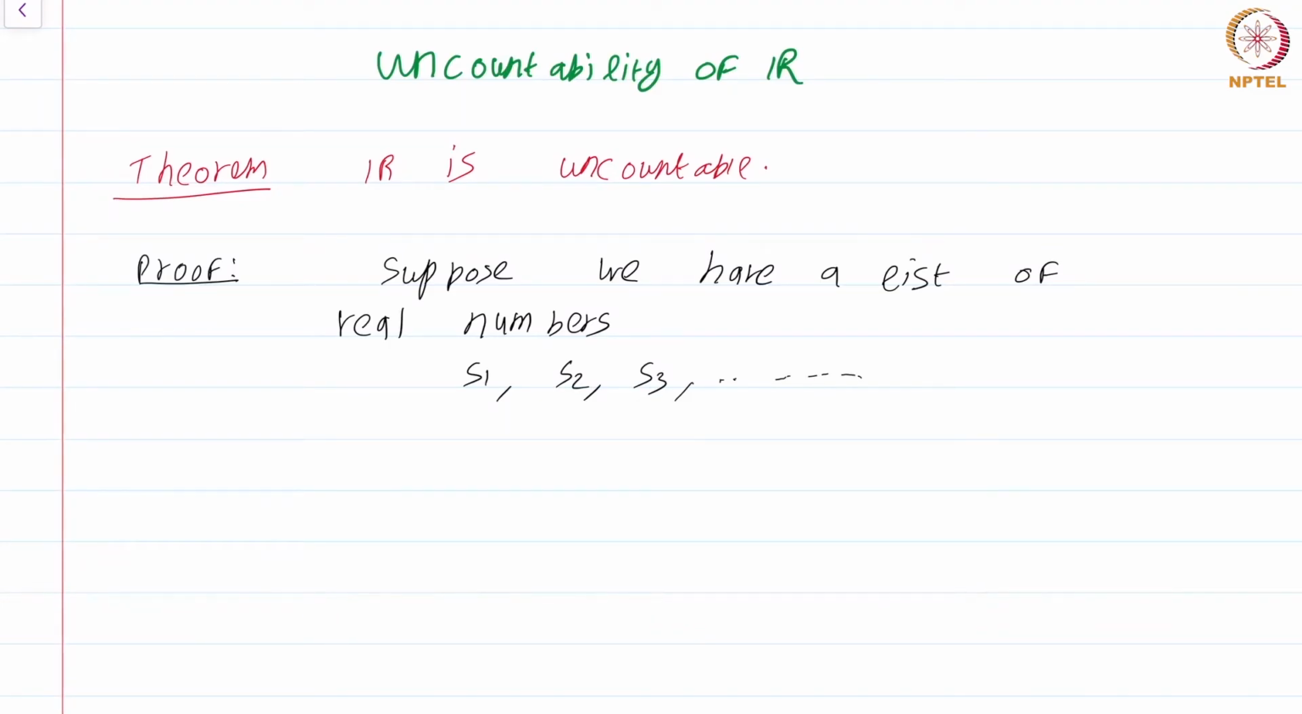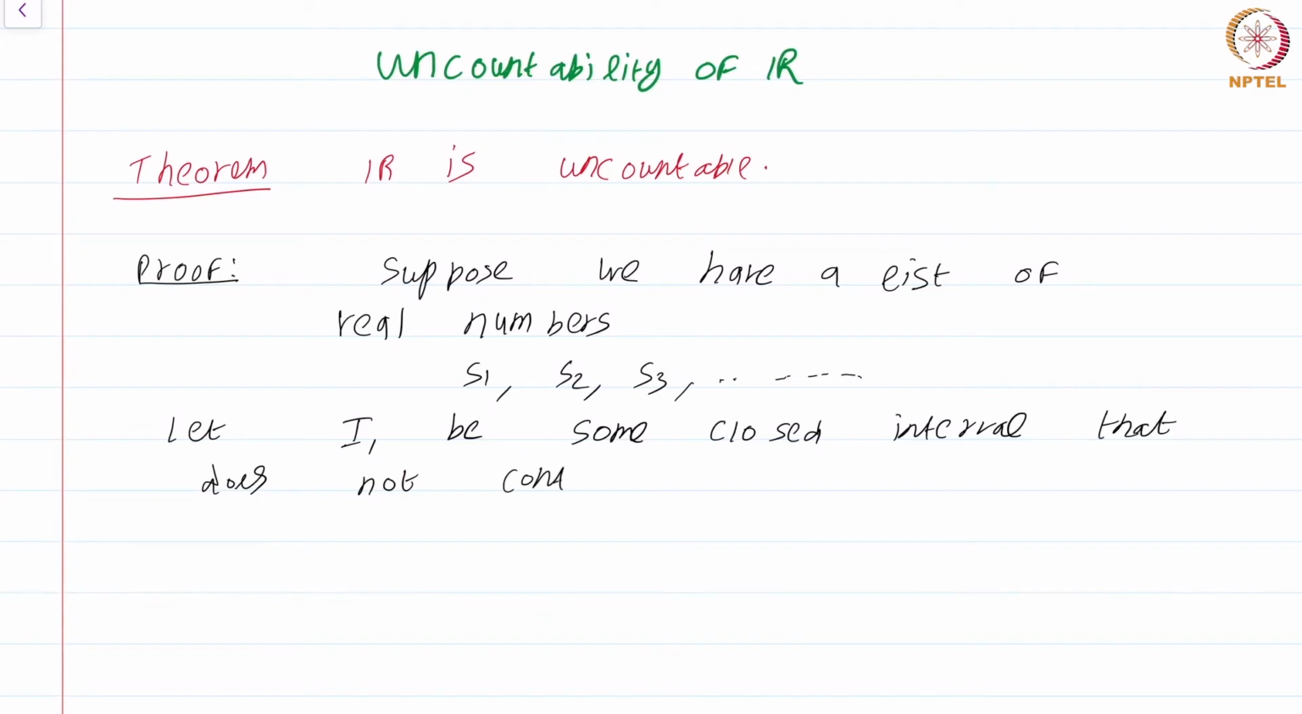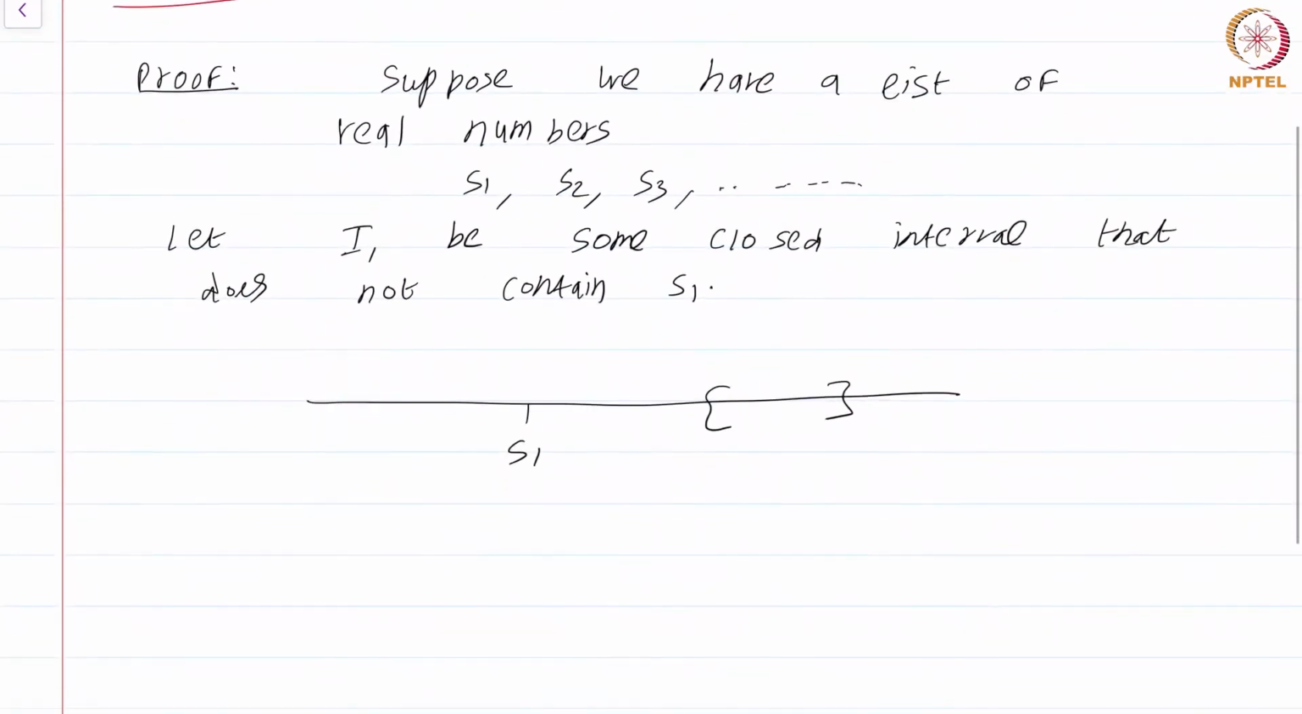Okay. Let I1 be some closed interval that does not contain S1. Well, why does such an interval exist? Well, that's obvious. Say S1 is here, just choose some interval like this. Fine.